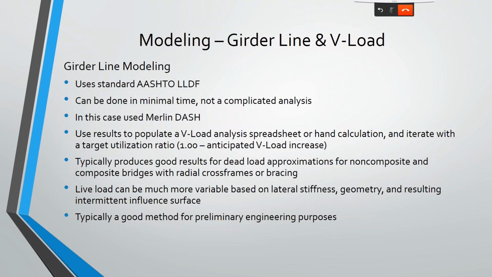This typically gives pretty good results for dead load approximation. However, for live load, it's a bit more variable, mainly because when you get into influence surfaces, there's a lot of intermittent sections within your influence surface that could be loaded and have some effect on the girder that you're working on. And that's hard to capture in the V-load. You can't really do that in a typical girder line and V-load analysis. So that's why we go to more advanced analysis. But this is typically used for preliminary engineering purposes. It's a good tool, and I definitely recommend it.